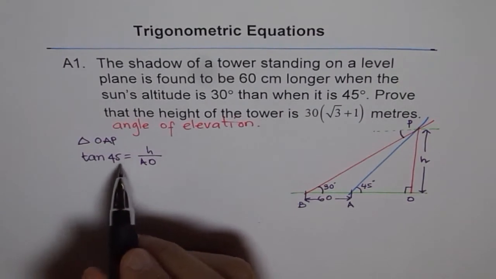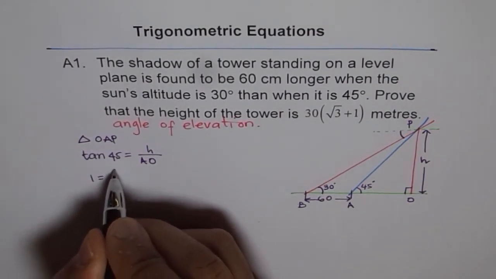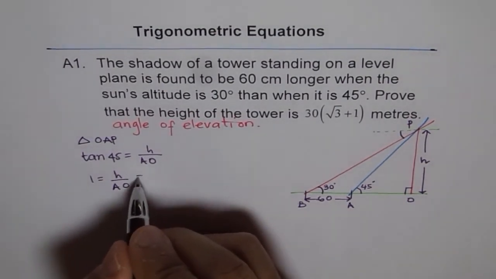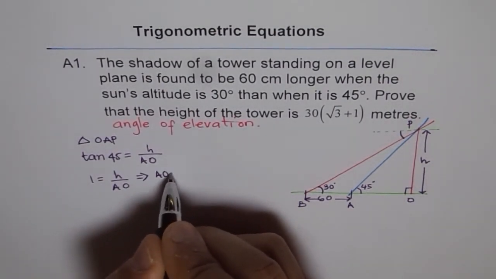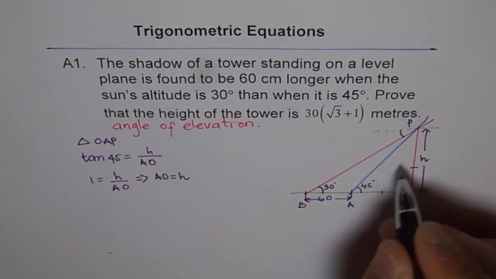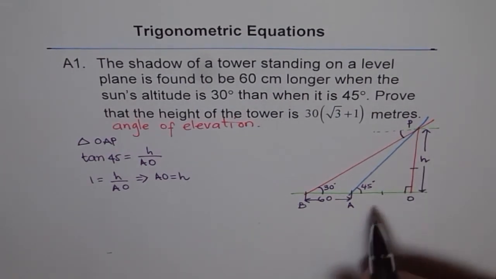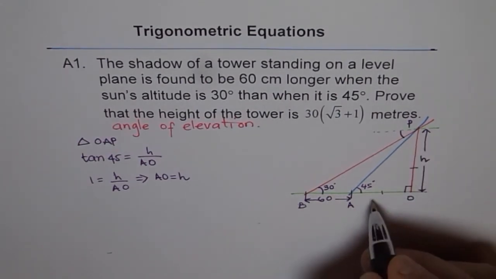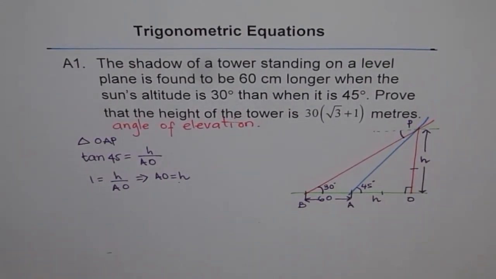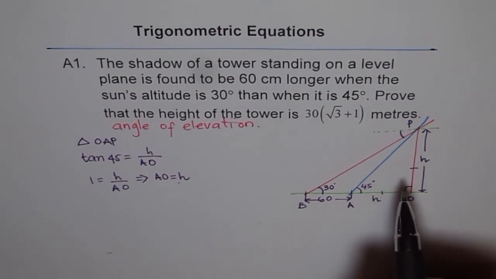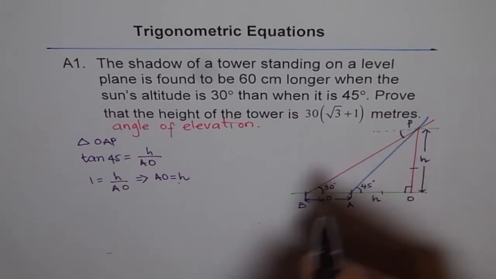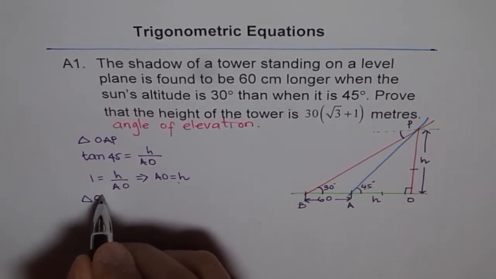Now we know tan of 45 is 1, right? So 1 equals h over AO, and that means AO is equal to h. So this is also h for us. So these two sides are equal since this is 45 degrees, right? So this height is h, so this is also h for us, correct? We just found out. Okay. Now we can consider the big triangle, OBP, right? Let's consider triangle OBP.